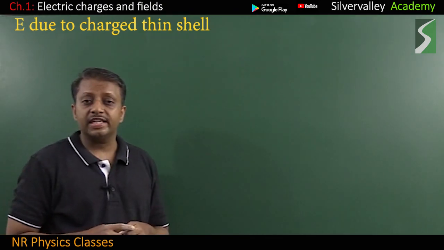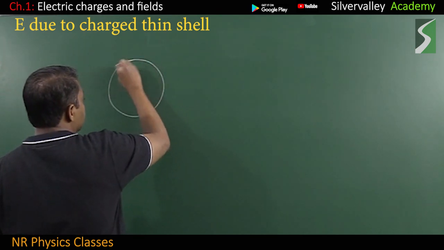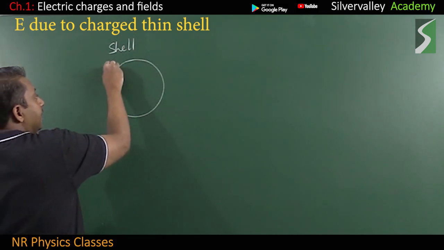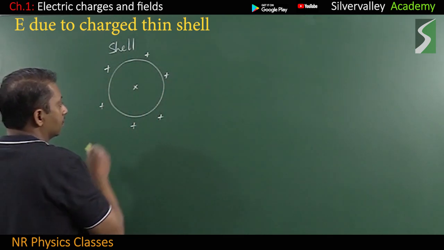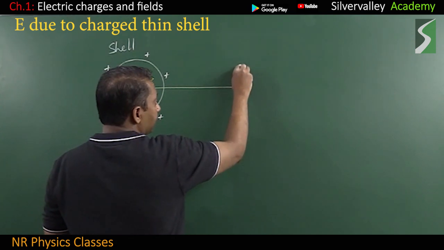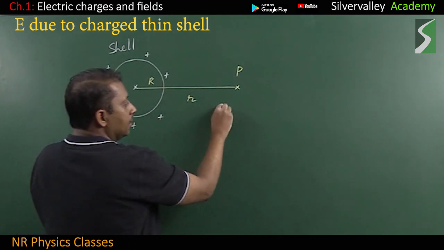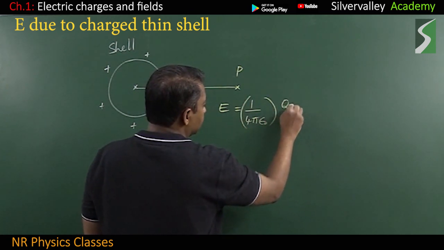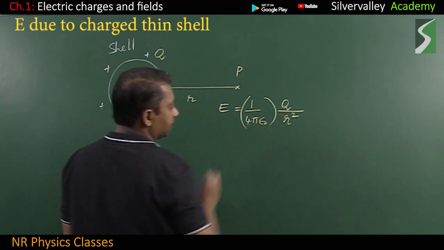Okay. Electric field due to a charged shell. This is a shell. Shell means inside hollow, it is charged. Center of the shell, radius is R. If this is point P, at a distance small r from the center to point P, then electric field is given by 1 by 4 pi epsilon naught, total charge Q by r square.